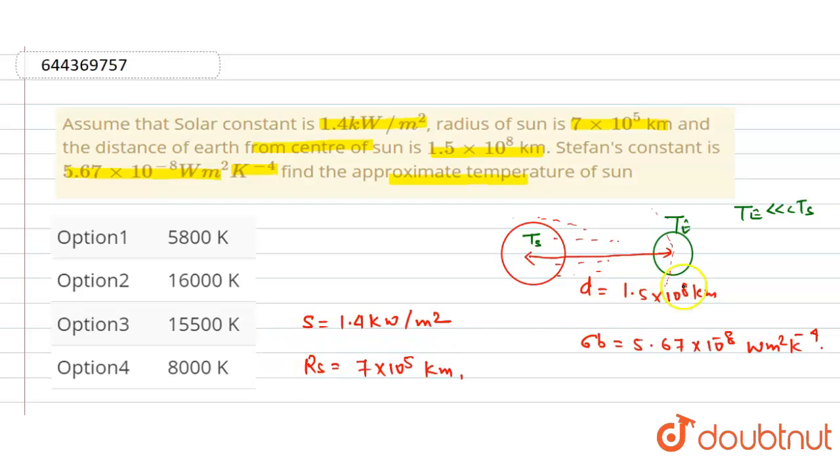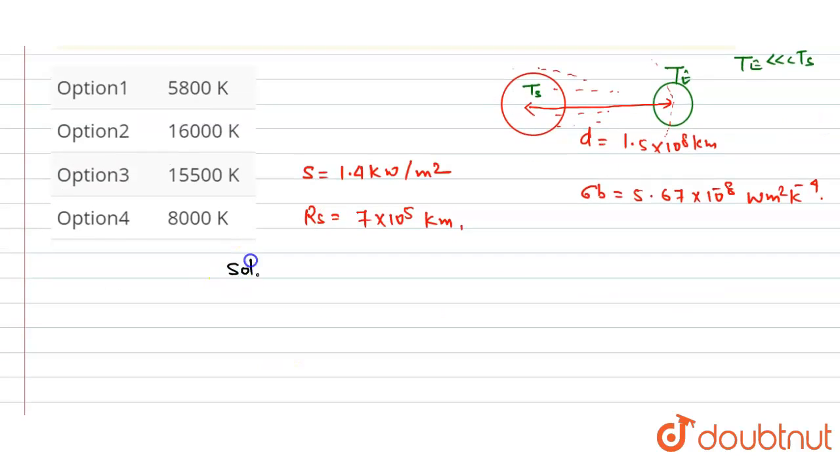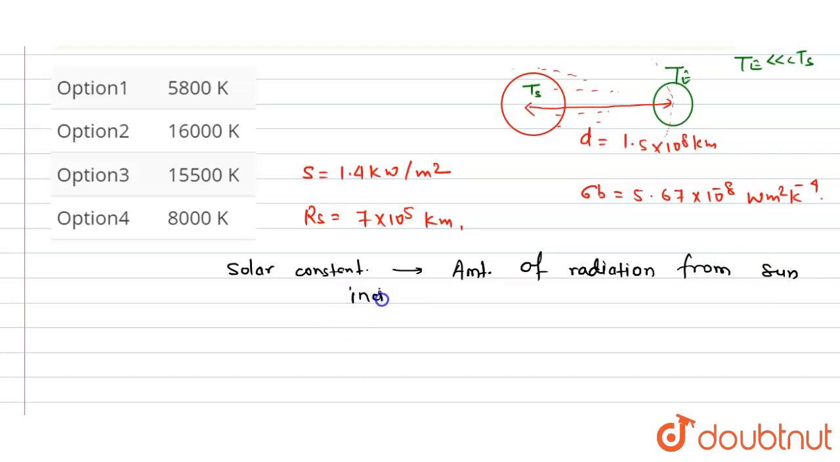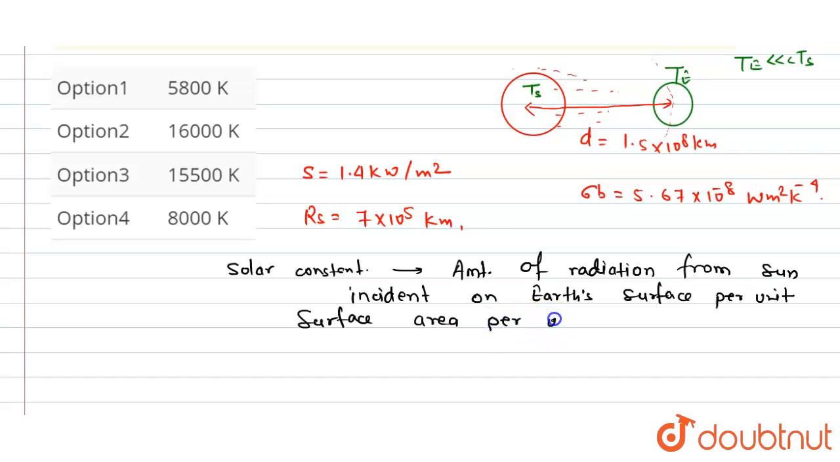Now first we define the solar constant. We know that the solar constant is defined as the amount of radiation from the sun incident on the earth's surface per unit surface area per unit time.